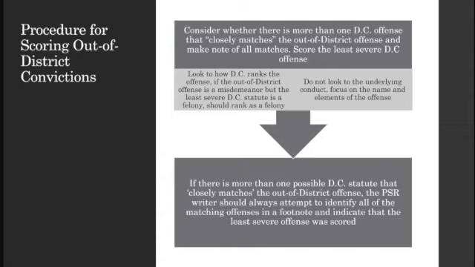If the out-of-district offense is a felony, but DC compares that to a misdemeanor, it's going to be scored as a misdemeanor. We're looking at least initially to the underlying conduct. We're focusing on the name and the elements of the offense. And that's also what's happening when the commission is giving that initial scoring.